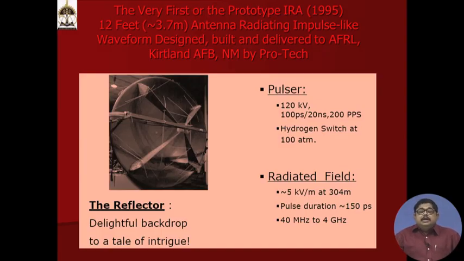Now you can create a field of 5 kilovolt per meter at 300 meters away. If you can create a kilovolt per meter order of field with a pulse duration of 150 picoseconds, then with one pulse you can produce a huge band of frequencies, 40 megahertz to 4 gigahertz. This came out purely when microwave technology was applied. It was not known throughout almost the last century, but fortunately in the last decade of the century, in 1995, we got this antenna, which has tremendous applications today, and it has changed the whole ball game of microwave technology.